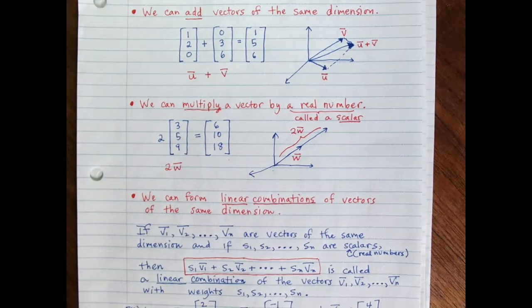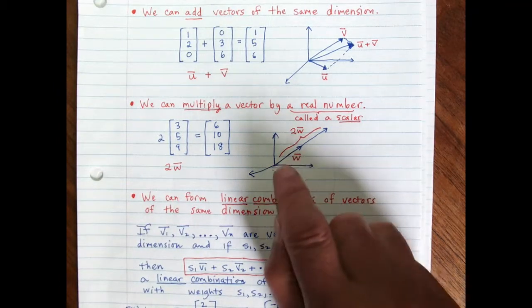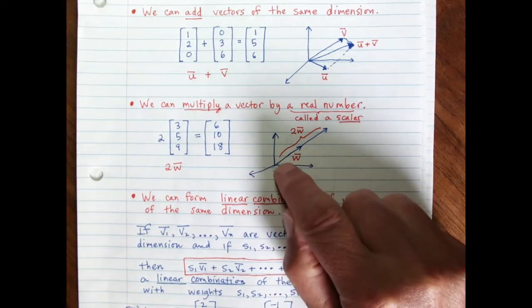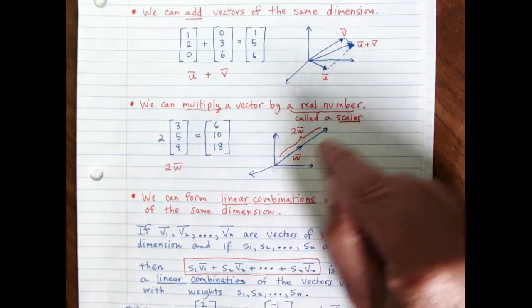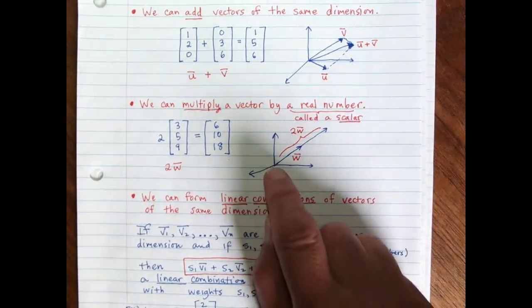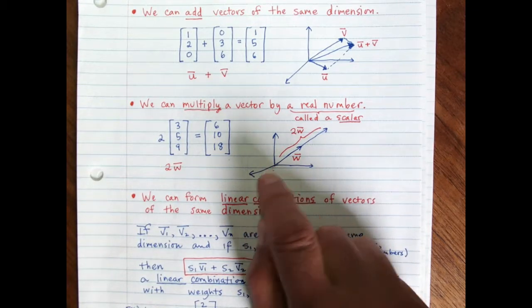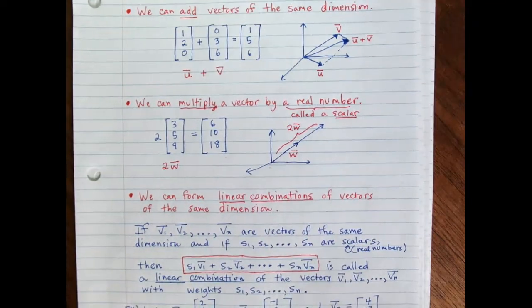Again, in space, if we use arrows to visualize, there's a nice picture here because I've drawn w emanating from the origin. 2w is going to lie on the same line and extend twice as long. 3w would be 3 times as long. Negative w would point in the opposite direction. Negative 3w would be 3 times as long, pointing in the opposite direction.